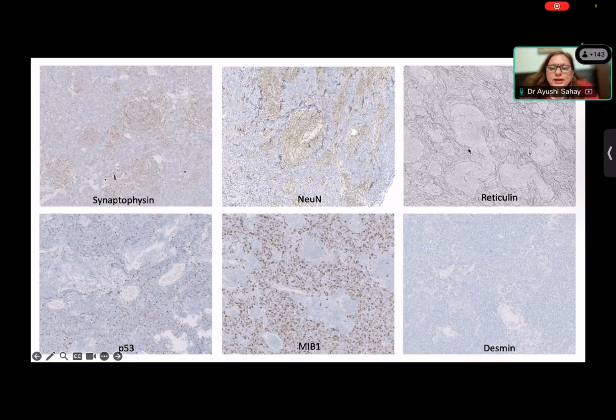So if you are trying to differentiate between an MBEN versus a desmoplastic nodular, these three stains give a good clue. If you have a considerable amount of internodular areas, then it is more likely that you're looking at a desmoplastic nodular. And if you have these nodules almost completely back to back with hardly any internodular zones, then you're looking at an MBEN.